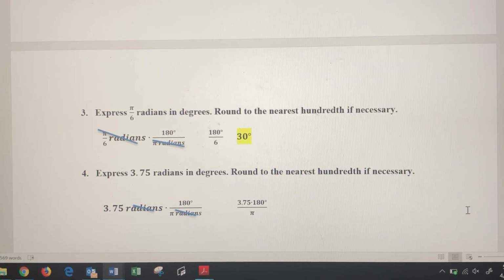You're going to want to use your calculator. Always use the pi key on your calculator. Don't use 3.14, because you're going to create some rounding error there. So do 3.75 times 180 divided by, again, hit the pi button, and we get approximately 214.86 degrees. So that's how you convert from degrees to radians and radians to degrees. Make sure you memorize those conversion factors because you're going to use those a lot.